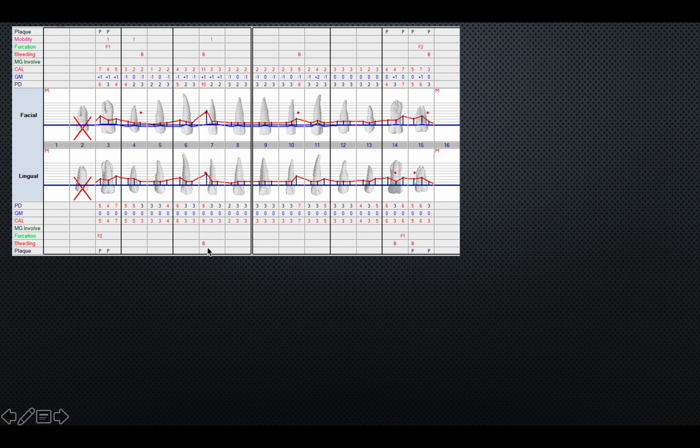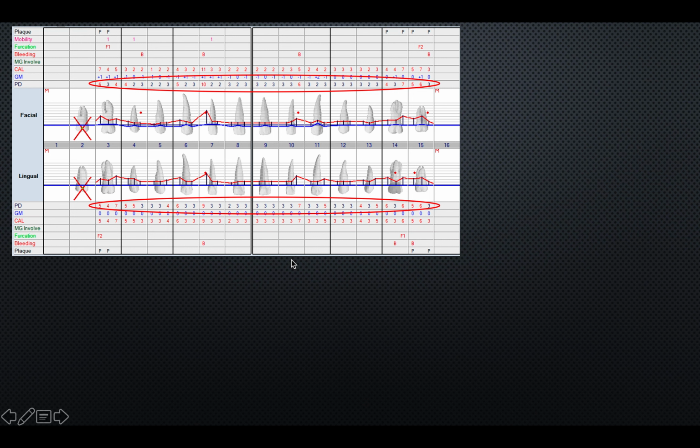I put in a screenshot of a random charting as a reference point for looking at a charting and what it means to have these different probing depths. As you see on the facial side, this patient with periodontal disease has 6, 4 mm probing, and 10 mm probing in some areas of teeth 2 and 3. Looking at the lingual side, you have 5, 7 mm, you also have 3 mm, and you have 9 mm. So it's a combination of deeper and shallower probing depths.